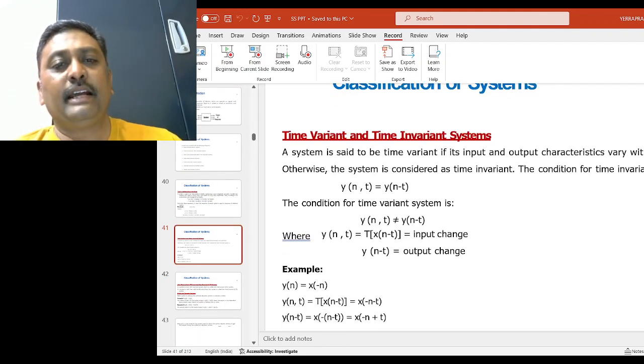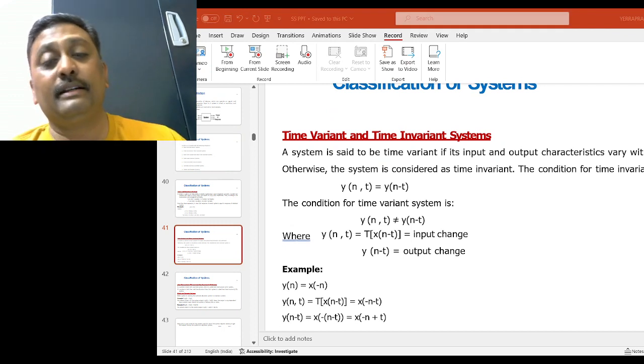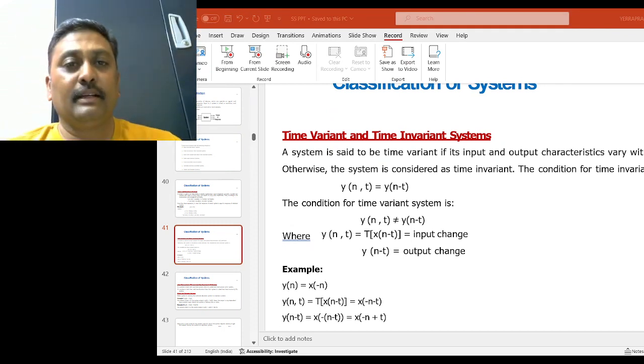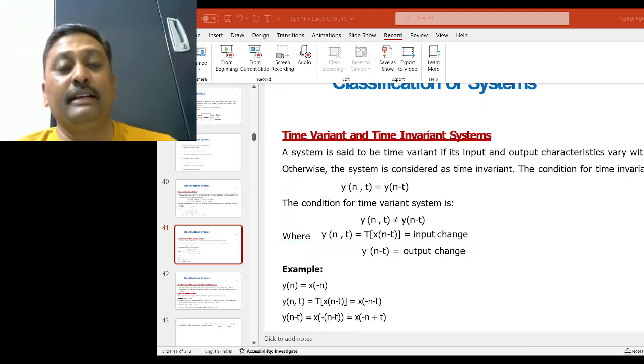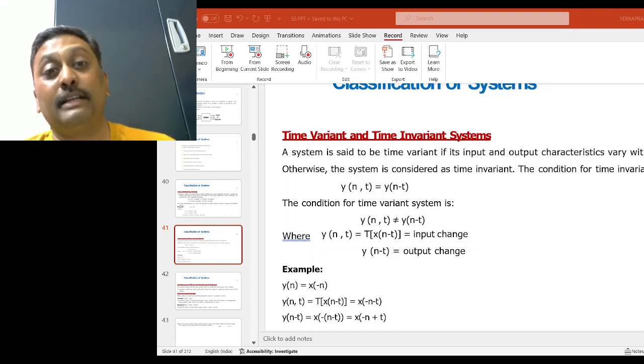Next, time variant and time invariant systems. What do you mean by time variant and time invariant systems? If the output is varying with respect to time, it is called a time variant system. If the output is not varying with respect to time, it is called a time invariant system.